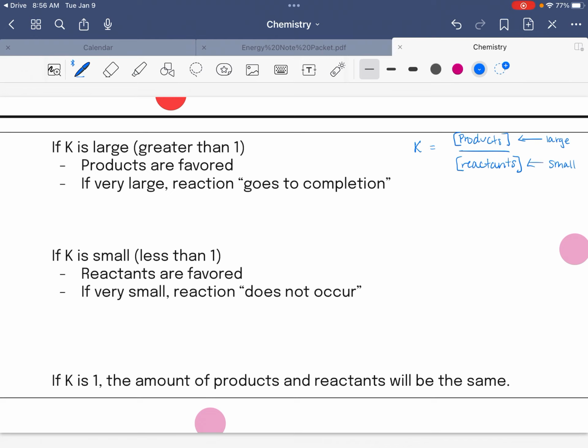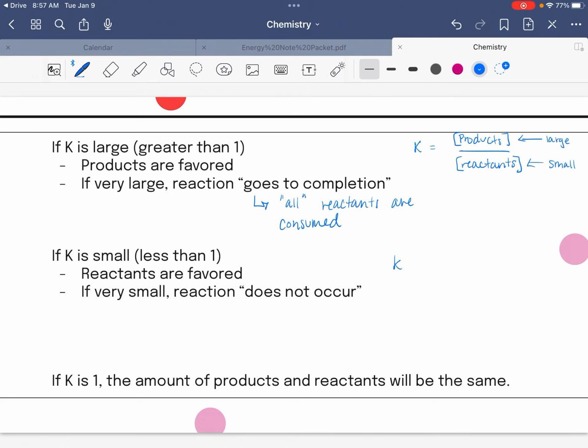So if the k value is very large, that means that the reaction goes to completion. Essentially what this means is that all the reactants are consumed, and that's going to produce products. It's not going to completely use up all of the reactants. That's why "all" is in quotation marks. But there's going to be very little reactant left over. So it's going to favor the products if we have an extremely large k value.